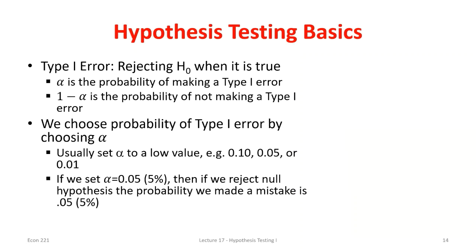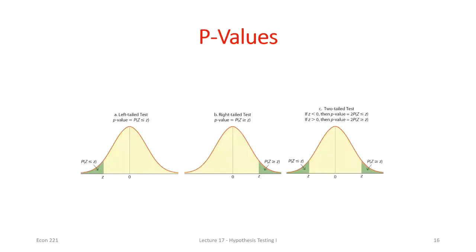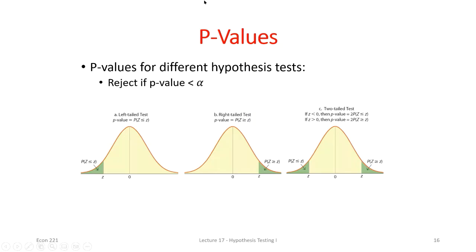Go down here. We already mentioned the benchmark values. Type two error, I'm going to gloss over this for right now because what I really want to get to, and we'll come back to type two error probably after this next exam, is p-values. So what is a p-value? Here's a nice visual, but I'm going to try to draw this out to give you a better idea.